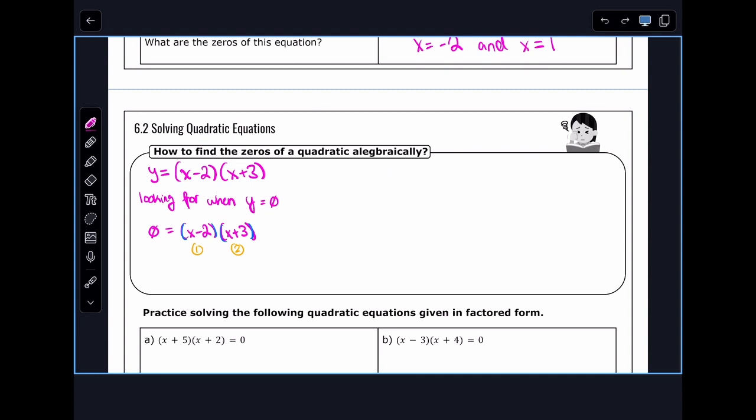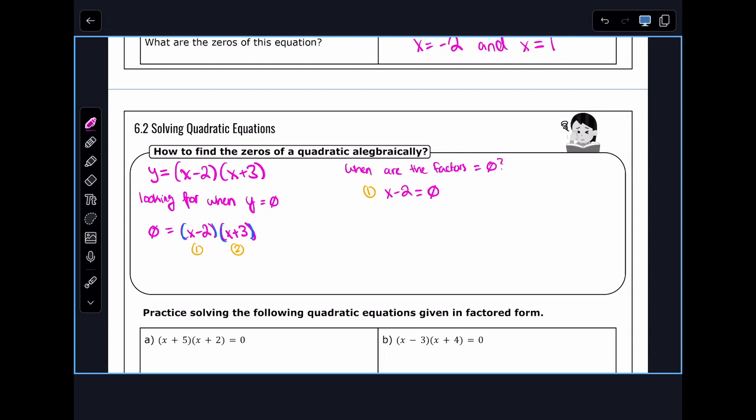I'll write words up here. When are the factors equal to 0? So let's look at the first factor. X minus 2, and remember, we want to know when it's 0. So in situations like these, we're looking for the variable. We know what -2 is, we know what 0 is, but we don't know what x is to make this equation true. That's the question mark.